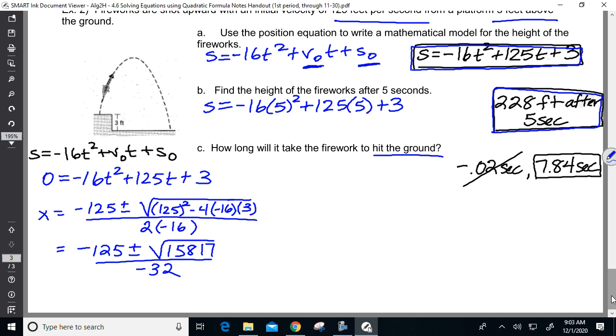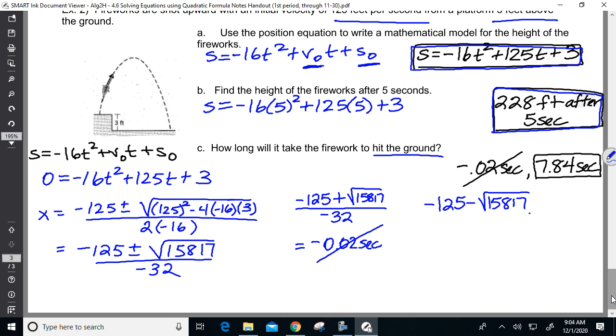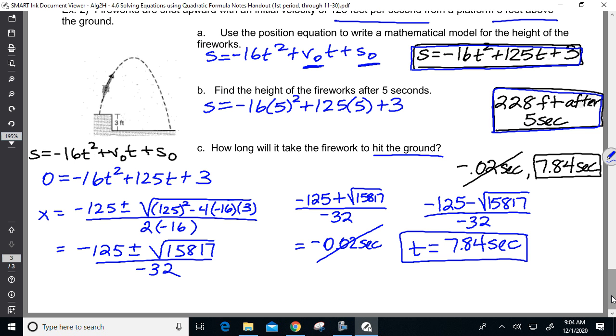So again, since we're working a word problem, we don't have to worry about the exact solutions. We're going to use the calculator to get our approximate ones. So negative 125 plus the square root of 15,817 over negative 32. To do that computation gives you negative 0.02 seconds, which of course is going to get disregarded because you can't have negative time. Your other answer, negative 125 minus the square root of 15,817 divided by negative 32, gives you 7.84 seconds. So that's the answer that would be accepted for time. And that would complete the problem.